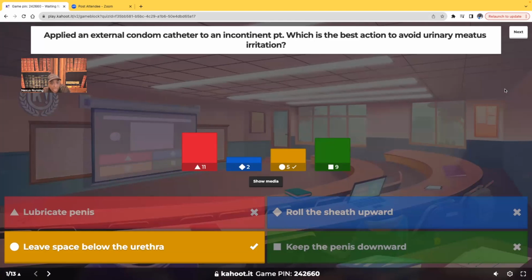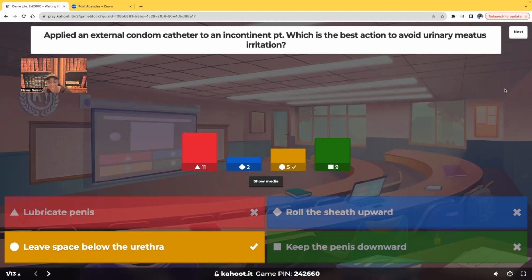Most of you guys chose lubricate the penis. Let me ask you something. If you lubricate the penis, how is that external condom catheter going to stay on if it's lubricated? Why are you lubricating the penis? You're not about to have intercourse. What are you talking about? No, that's wrong. 2 of you guys chose roll sheath upward. You do roll the sheath upward, but the question's asking about avoiding urinary meatus irritation. Rolling that sheath upward is going to keep the condom catheter on the patient, but it's not going to do anything to prevent irritation. What we're going to do to prevent irritation is make sure that there's space so that when the patient urinates, that urine isn't just sitting on the penis area.